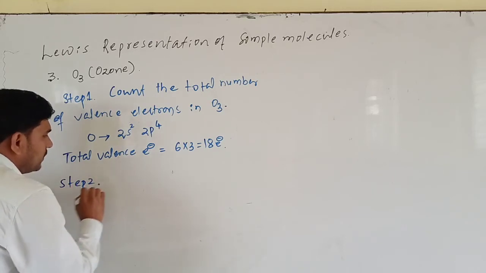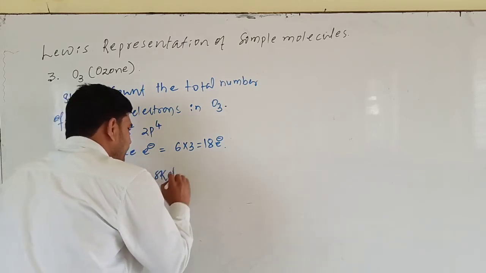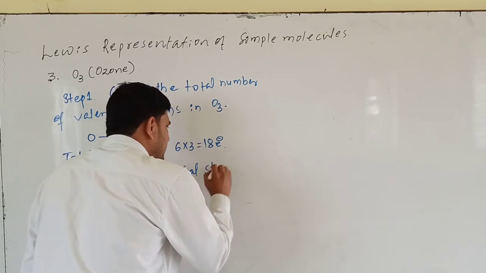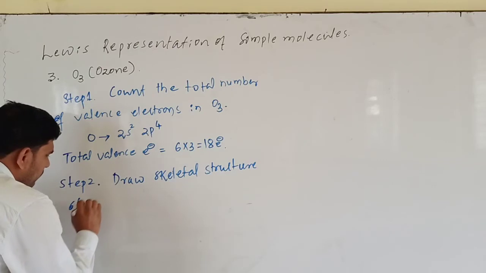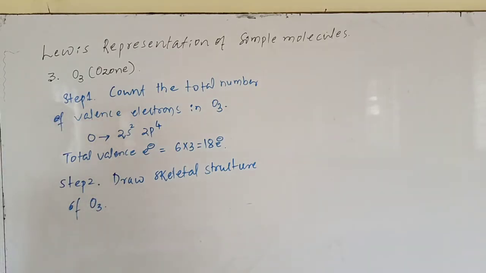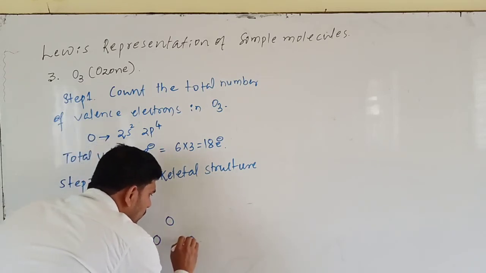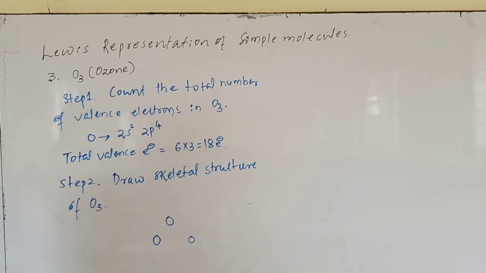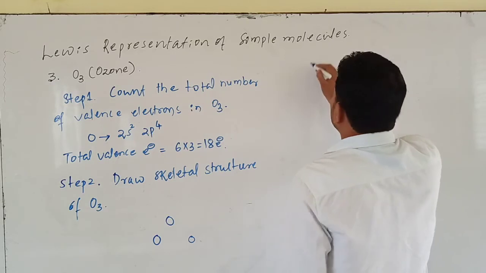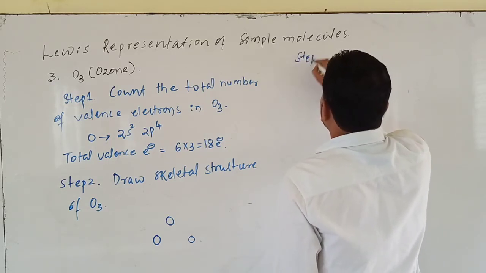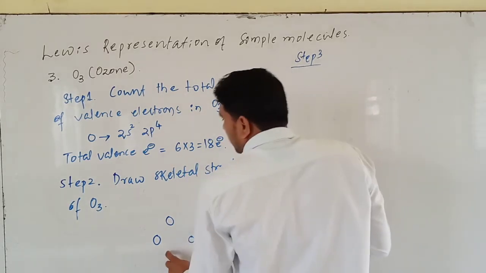what is step 2? Draw skeletal structure of ozone. Okay, how to place O atoms in ozone? This is the way to place oxygen atoms in ozone. Okay, this is the skeletal structure. Step 3. See, step 3, you know, we need to draw the Lewis dot structure.